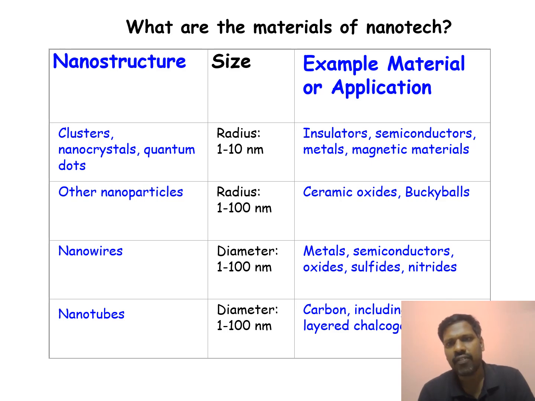What are the materials of nanotech? Nanostructures. There are different nanostructures available: nanocrystals, quantum dots, other nanoparticles, nanowires, and nanotubes. These nanostructures are available in different sizes. First, nanocrystals and quantum dots: insulators, semiconductors, metals, magnetic material. Likewise, other nanoparticles have a radius of 1 to 100 nanometers: ceramic, oxide, bucky balls. Nanowires: metals, semiconductors, oxides, sulfides, nitrates. And then nanotubes: carbon, including multilayer materials.